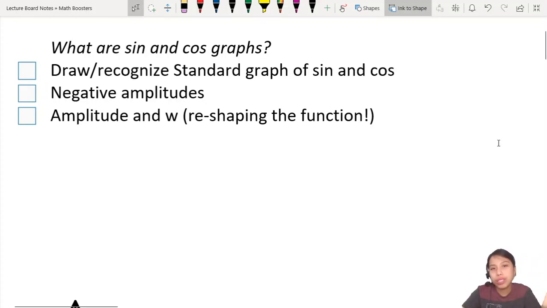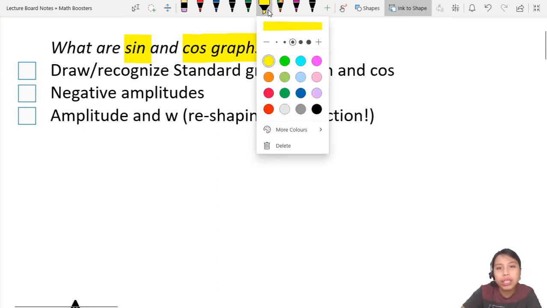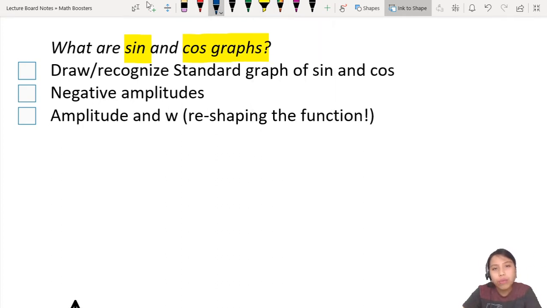Welcome to a math booster on trigonometric graphs. What are trigonometric graphs? Well, we have our favorite sine and cosine, and so that's what we're looking at today. Sine and cosine graphs. What's the first thing you see when you see sine and cos?